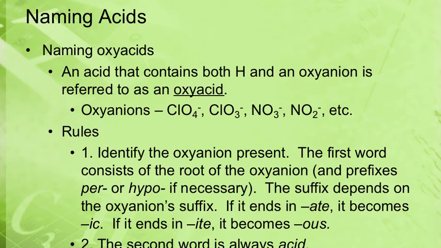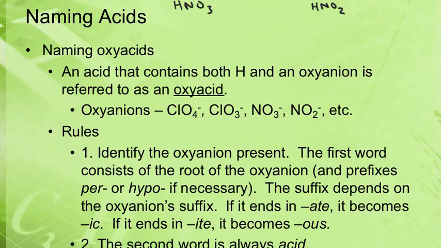The suffix depends on the oxyanion suffix. If it ends in -ate, the new suffix is -ic. If it ends in -ite, the new suffix is -us, and then the second word is always acid. Kind of down at the bottom here, I'm out of room, so I'm going to do the examples up top. We have HNO3 and HNO2.